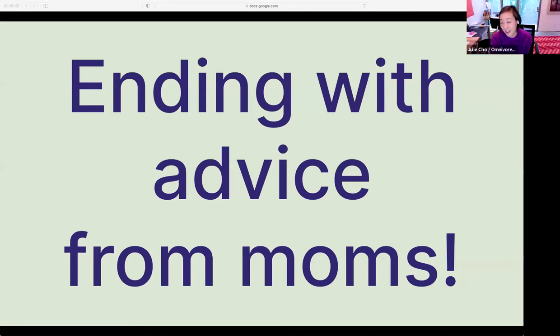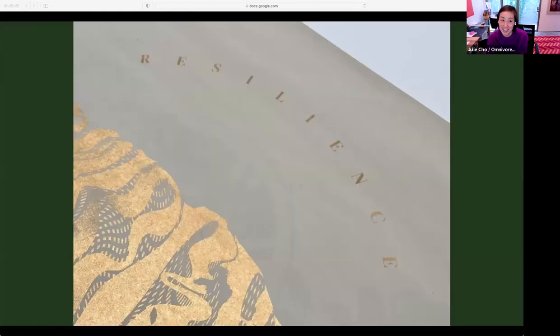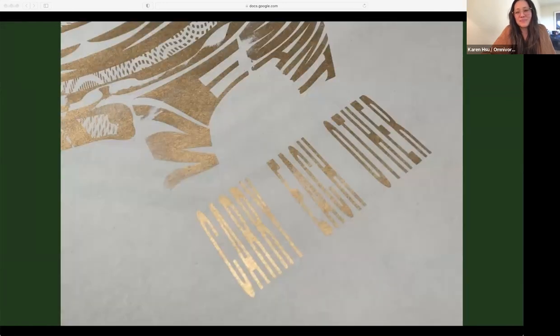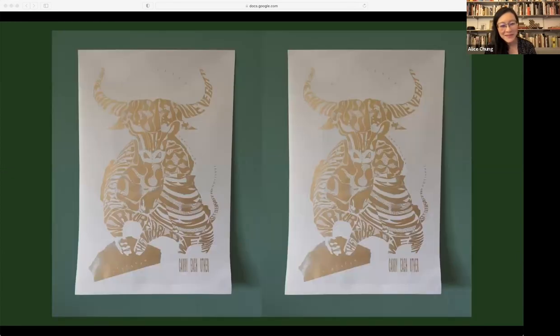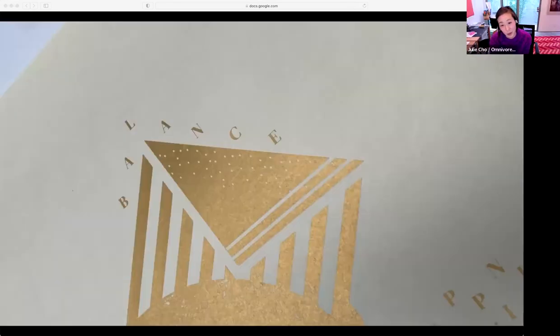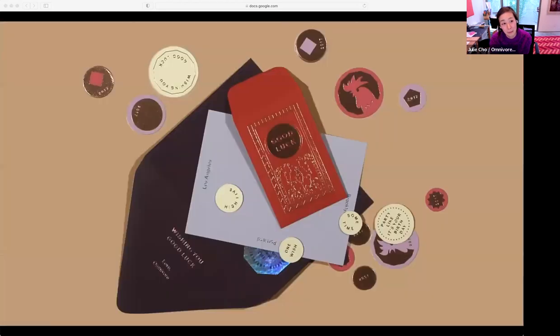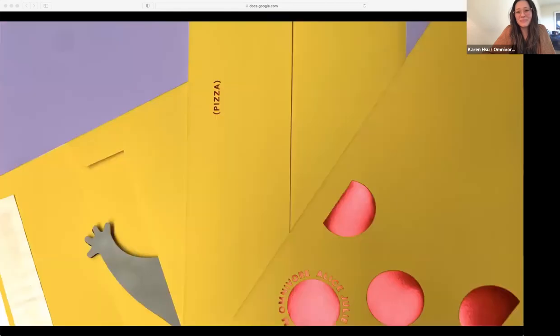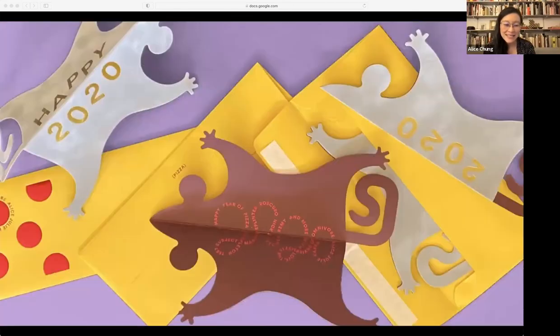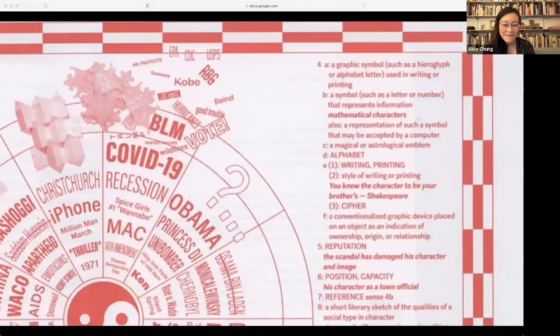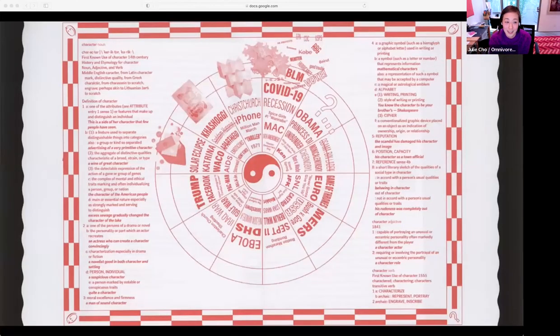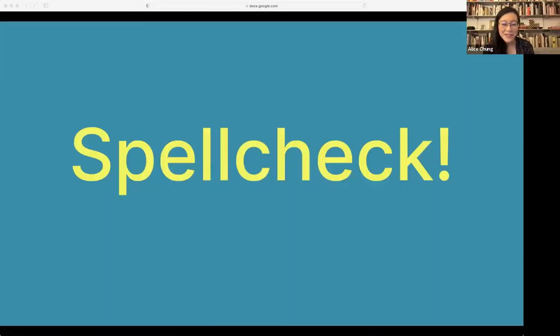And in honor of the Lunar New Year, happy Lunar New Year, everyone, some advice from us. There is value in all work. Take care of each other. With yourself, with your work. Being small is okay. Find joy in your creative practice. Advocate for yourself and have faith in uncertainty. And check for double spaces.